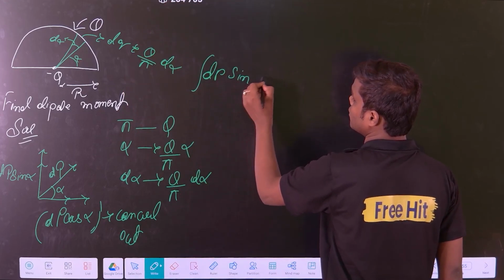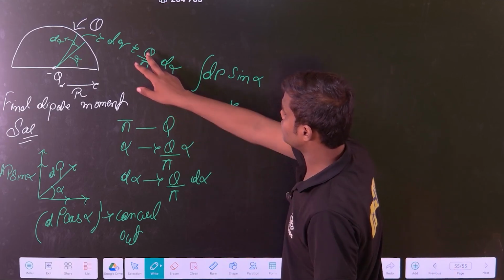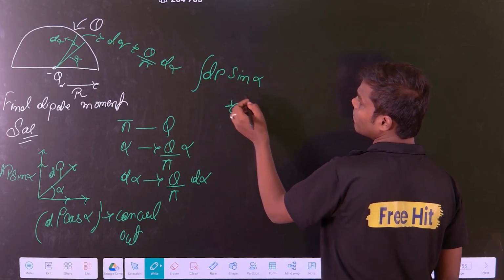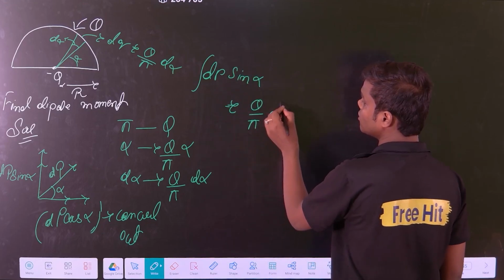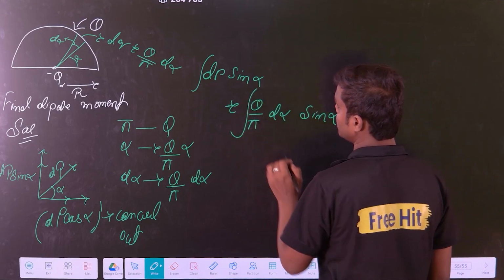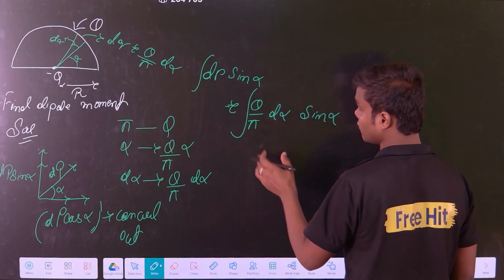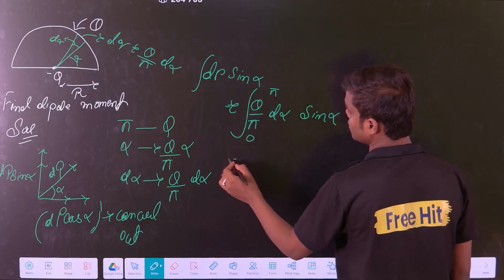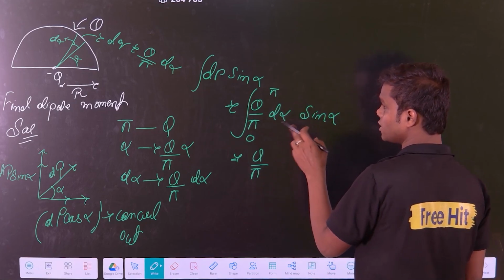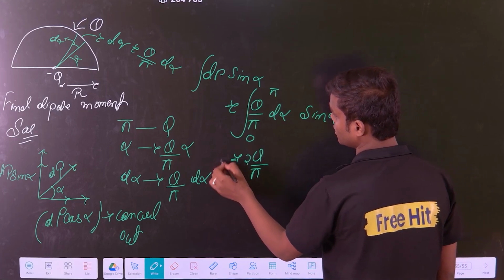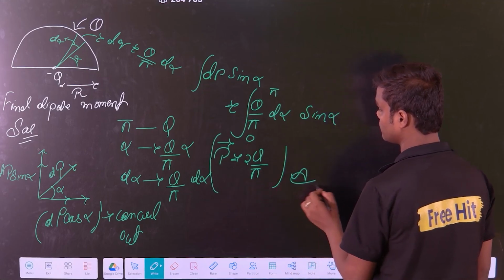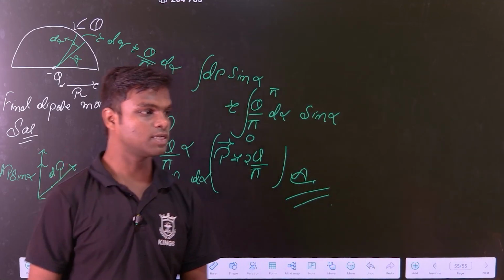Integrate dp sin alpha. What is dp? dp is q by pi into d alpha, into sin alpha integration. The alpha integration is from 0 to pi. The integration of sin alpha is minus cos alpha. Cos pi is minus 1, cos 0 is 1, so that is 2, and the value will be 2q by pi. Correct? Clear? So what is my p net? That is 2q by pi.